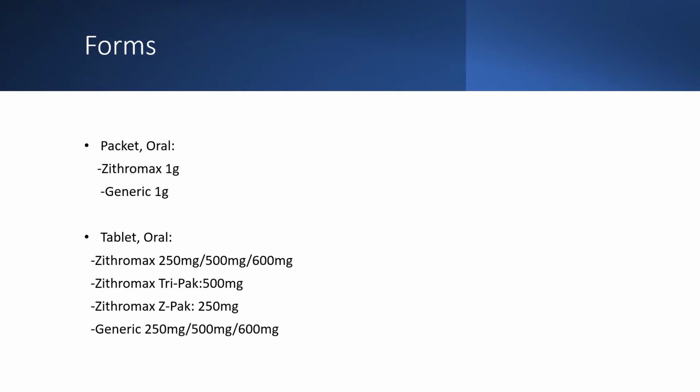Also in another form as packet for oral use as Zithromax 1 gram or generic 1 gram. Also in form of tablet for oral use as Zithromax 250, 500 or 600 mg. Under tablet for oral, we can also have Zithromax Tri-Pack 500 mg, Zithromax Z-Pack 250 mg or generic 250, 500 or 600 mg.